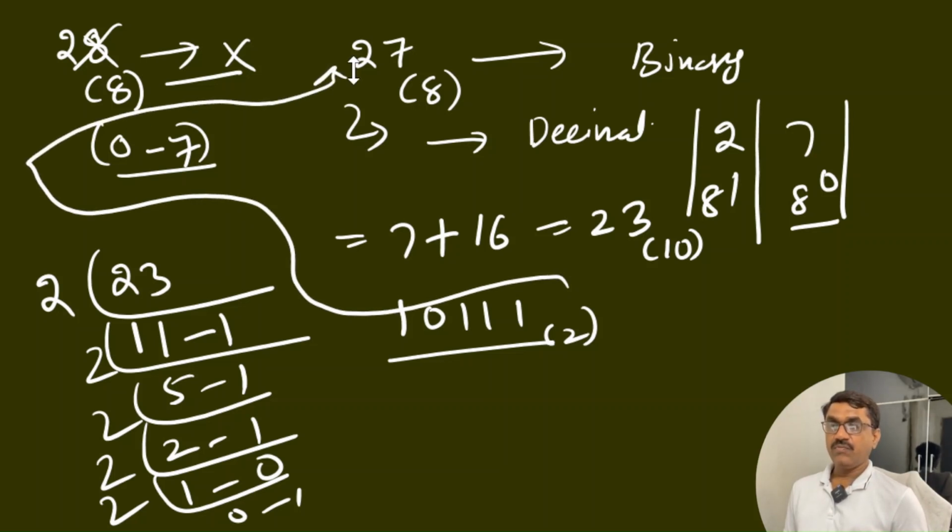Did we do it directly? No. We took the octal number and converted it into decimal. The decimal equivalent is 23. After that, we converted it into binary and the result is this. This is the one approach.